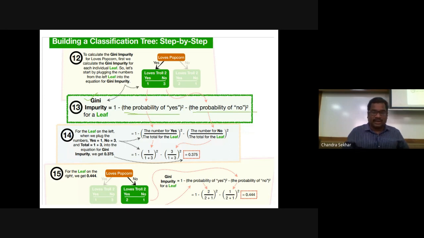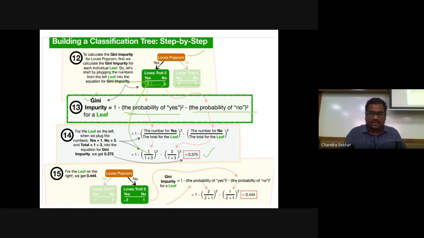Suppose we want to compute for loves popcorn. So 1 minus the number of yes. How many yes are there? 1. So 1 by 1 plus 3 whole square, minus the number of no. What is the number of no? 3. 3 by 1 plus 3 whole square. The impurity of this particular node is 0.375.